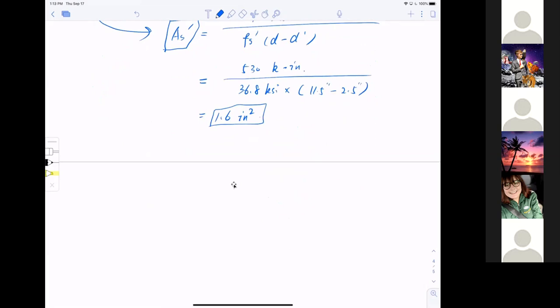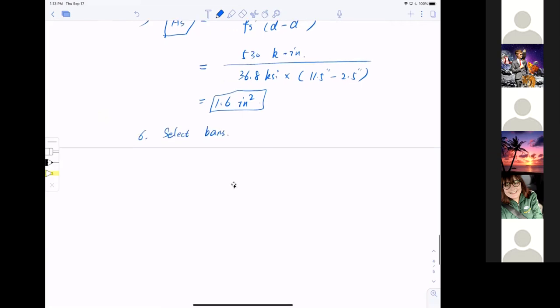So step number 6, select bars. Now I know AS prime equals 1.6 inch squared. From the previous case, AS tension equals 2.9 inch squared. Naturally, I just add the two together, and now I have the total required reinforcement. But not so fast.